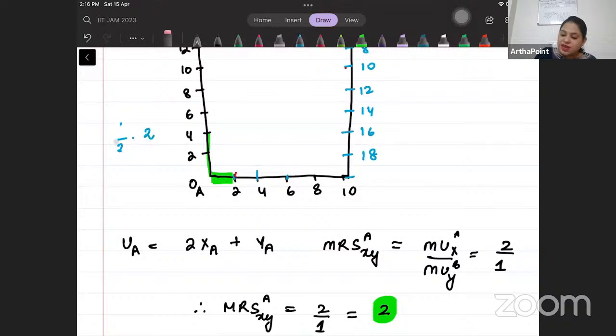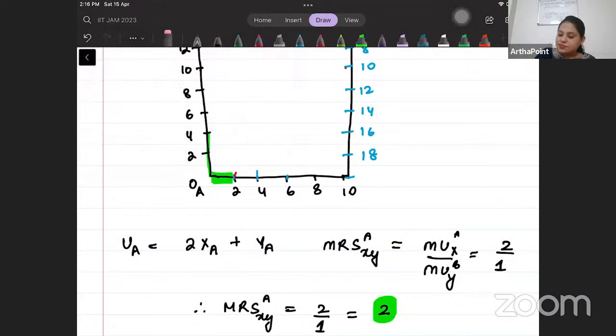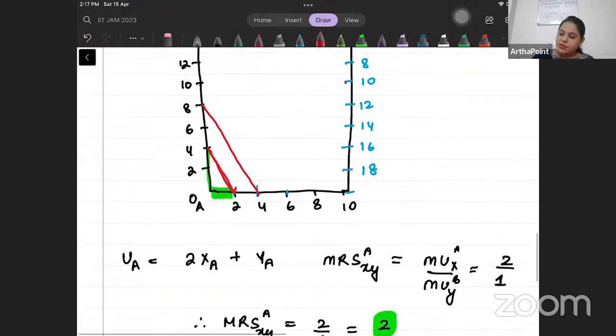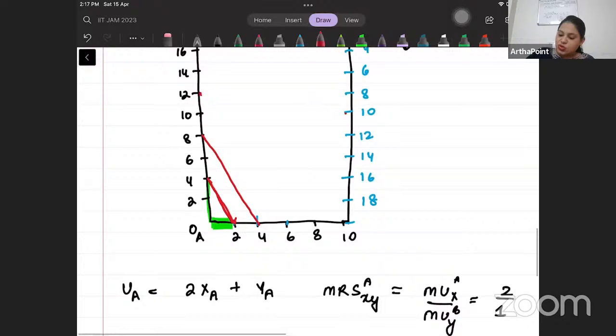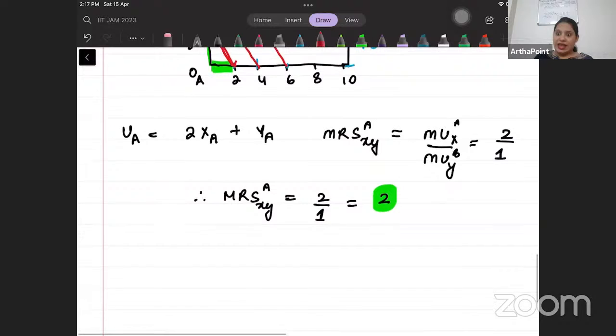So which means that if I were to draw this IC, my indifference curve would have looked something like this. This would have been the IC of individual A, right? And you have to continue this. So if it is 8 here, it will be 4 here. Of course, I don't have a scale. If it is 12 here, it will be 6 here. These are the ICs of individual A.